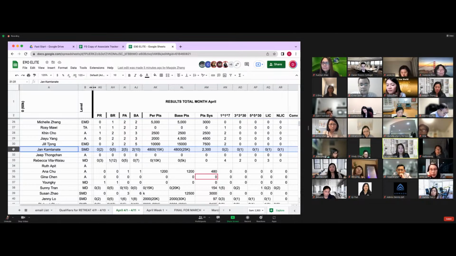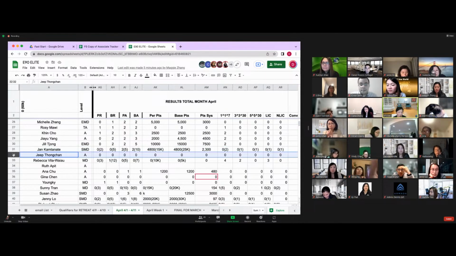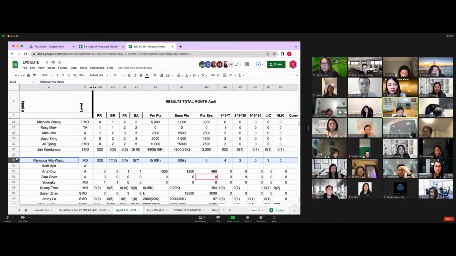Yeah. Jeep right here, all crossed 0. No, she's not qualified for this month. Okay. So, Jill, I still need to see the goal from your team, Jill. I am updating it right now. I'm turning the computer. Okay, thank you. So Rebecca, you have a very good goal, but so far you cross all lines at 0.